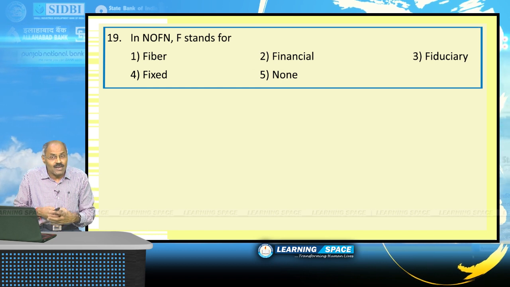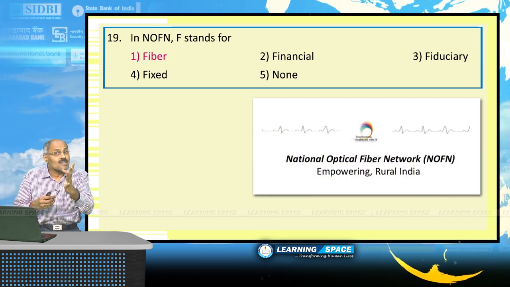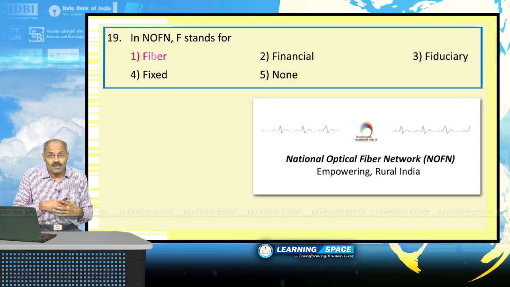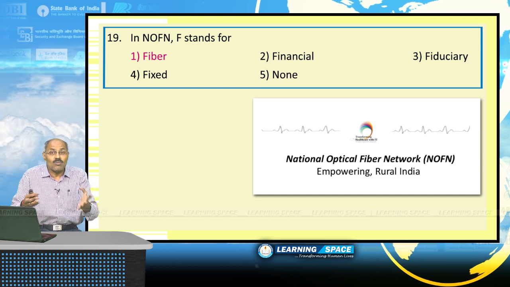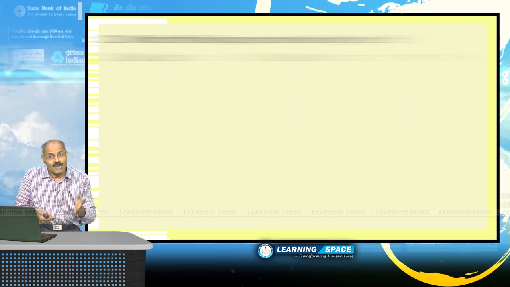In NOFN, F stands for fiber. NOFN is the National Optical Fiber Network, which plans to connect 2.5 lakh villages across the country. Right? Look into the next one.